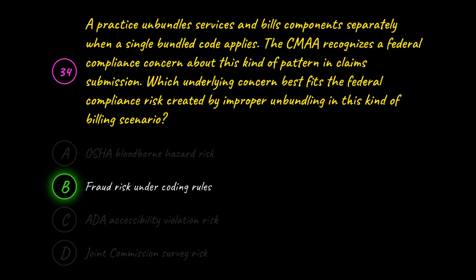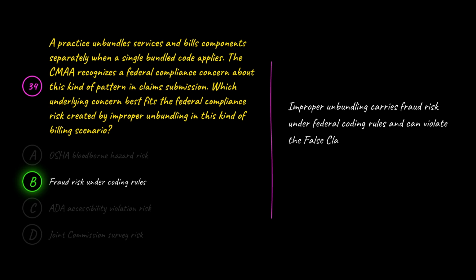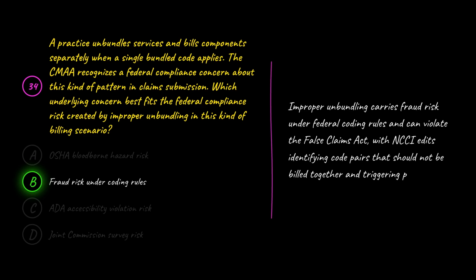The correct answer is B. Fraud risk under coding rules. B is correct because improper unbundling carries fraud risk under federal coding rules and can violate the False Claims Act, with NCCI edits identifying code pairs that should not be billed together and triggering payment adjustments at the payer level.